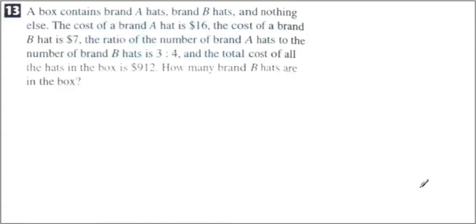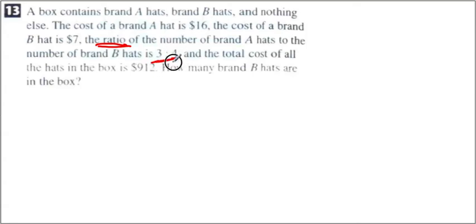Alright, let's look at number 13. A box contains brand A hats and brand B hats and nothing else. The cost of the brand A hats is $16, the cost of the brand B hats is $7. Whenever they say the word ratio, remember it's not really that number, but it can be a multiple of those two numbers that are given. It's 3 to 4.